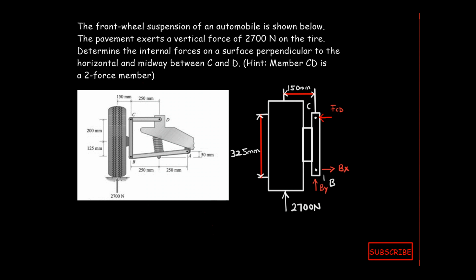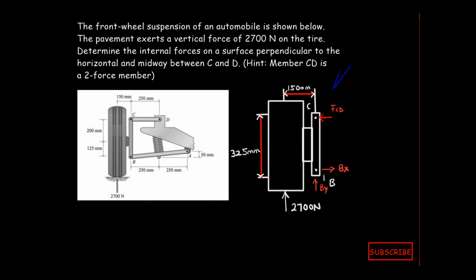And then we've been given a hint that the member CD is a two force member, which means that it is being acted upon by two forces only, and these forces are axial forces. Okay, so that's what this means. So that's the hint we were given. So now let's look at this question here.